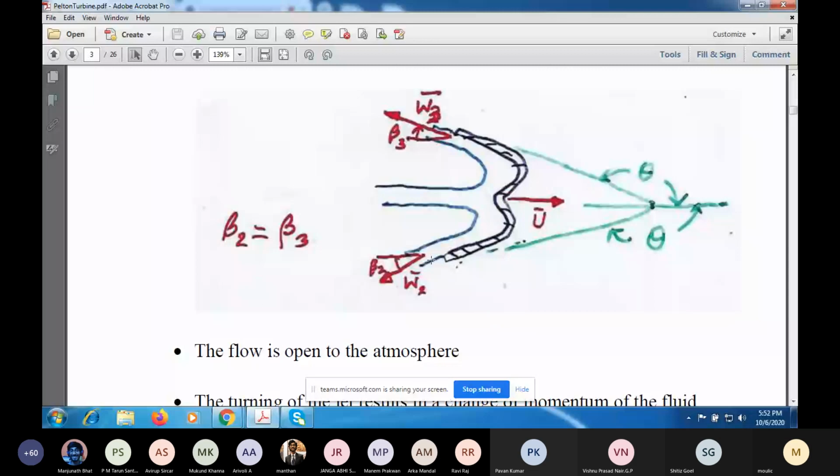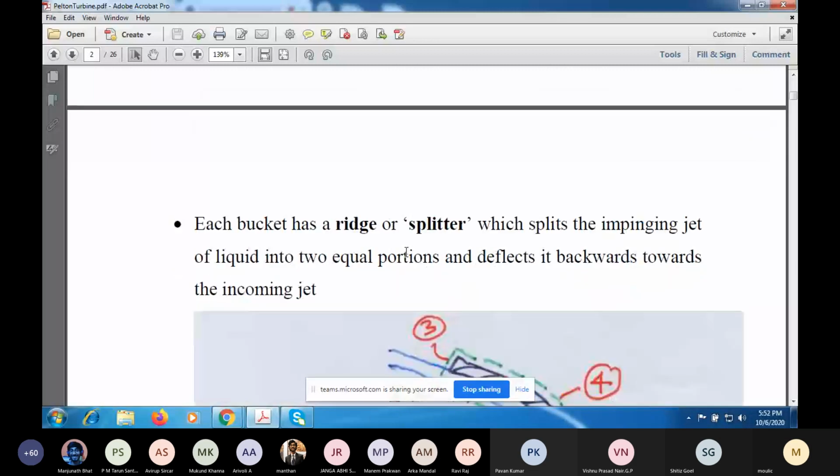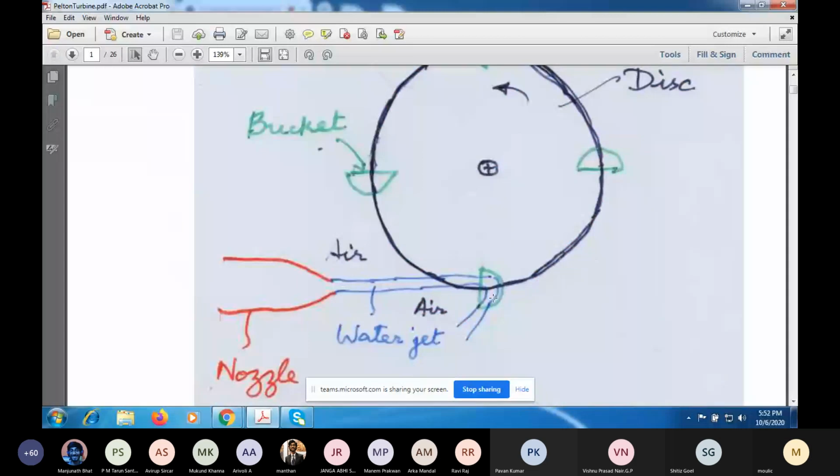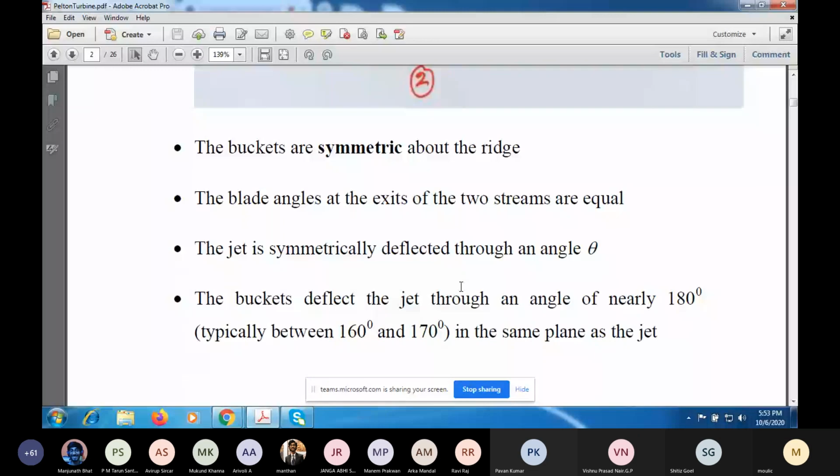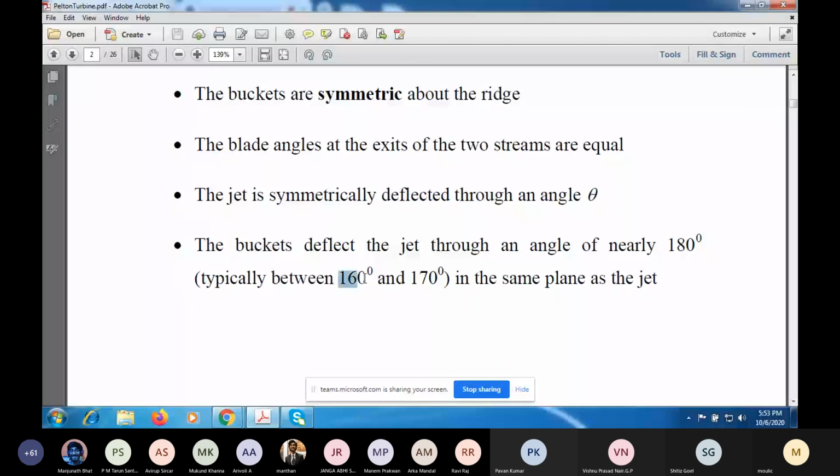But then what will happen is, if you look at this, the height of the bucket is small. And of course here I've just shown you a schematic where it's not split into two. In general, I'm not showing you the split plate. So if it is deflected by 180 degrees, it will interfere with the jet which is coming in. So in practical designs, you want the angle to be as close to 180 as possible, but it's not possible. So typically the angles will be between 160 and 170.